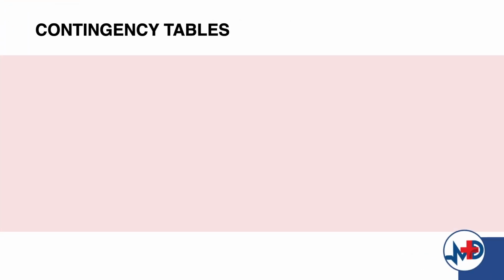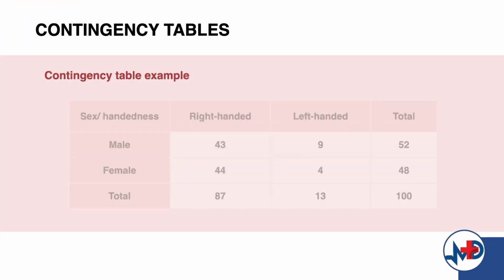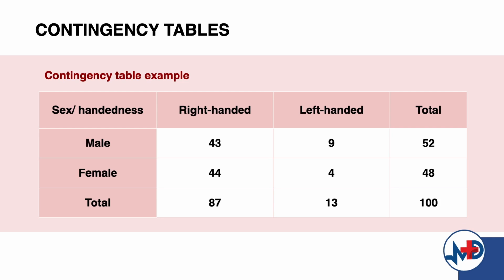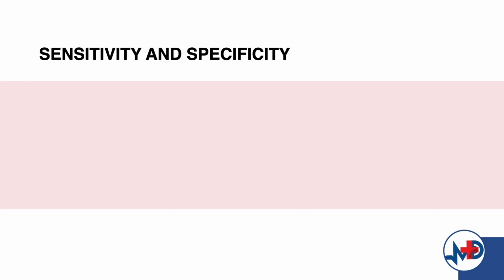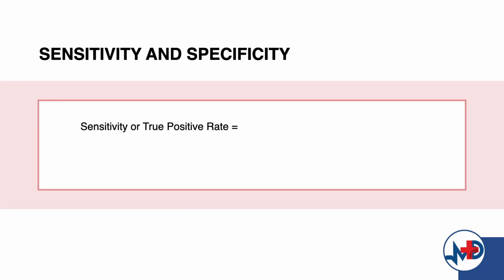Now let's move on to contingency tables. This is often known as 2x2 tables and are used to illustrate and calculate test statistics including sensitivity. With that out of the way, sensitivity, also known as true positivity rate, is calculated by dividing the value for true positives by the sum of true positives and false negatives.